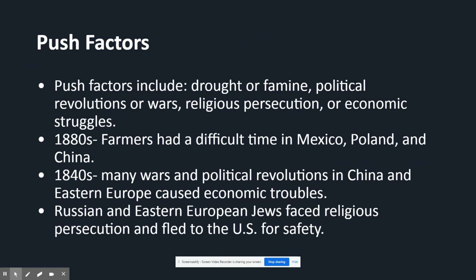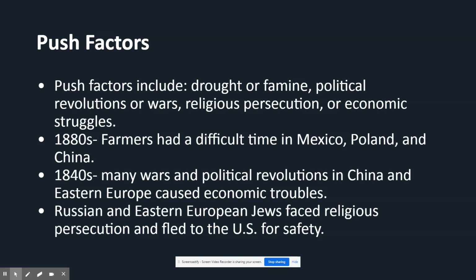So what are push factors? Push factors, as we saw in our definitions, are something that's going to push immigrants or citizens of another country out of their country and to immigrate to the United States. Some push factors may include drought or famine, political revolutions or wars, religious persecutions, or economic struggles.